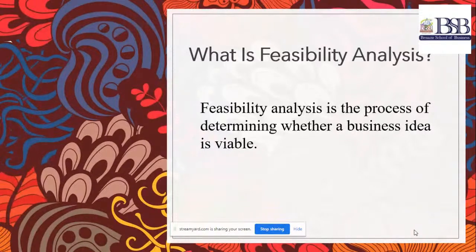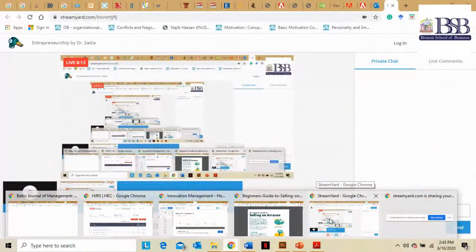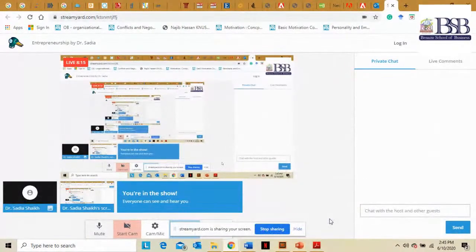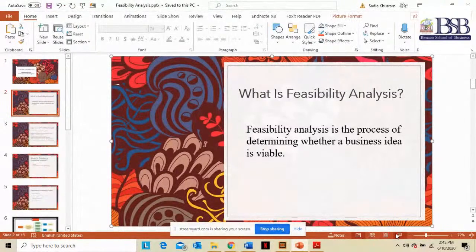We see why this feasibility analysis is very important. Usually we see that entrepreneurs skip this feasibility analysis part. They do not put emphasis on feasibility analysis; rather, they fix on starting a business plan directly. But that is a wrong approach.